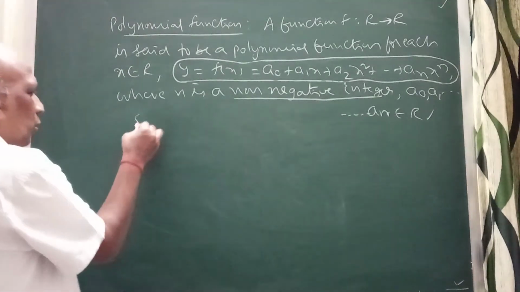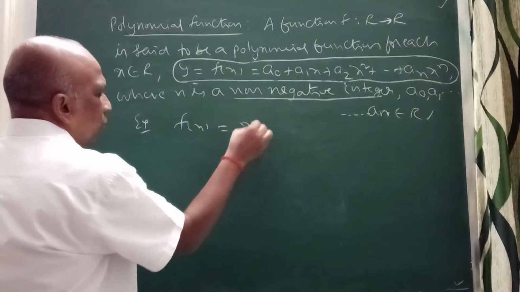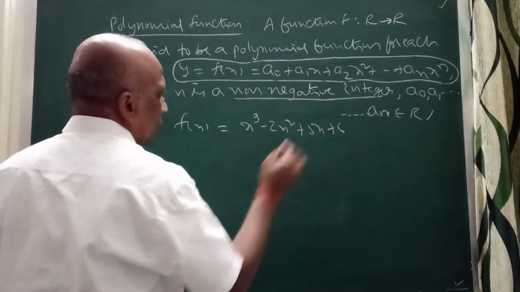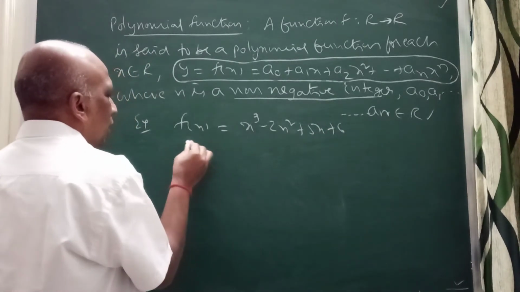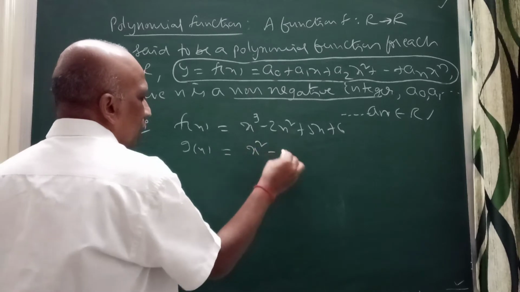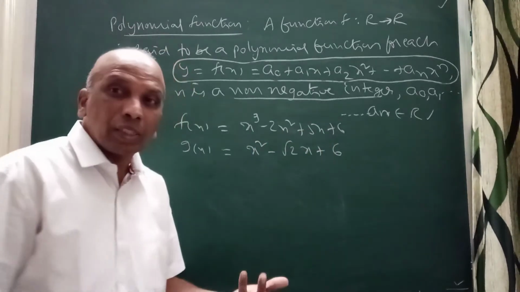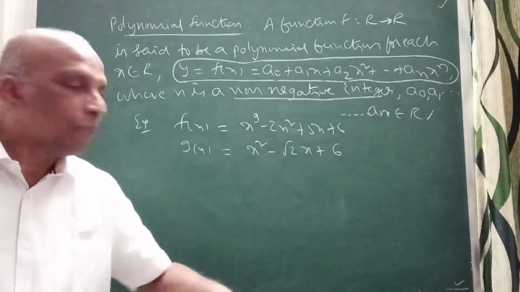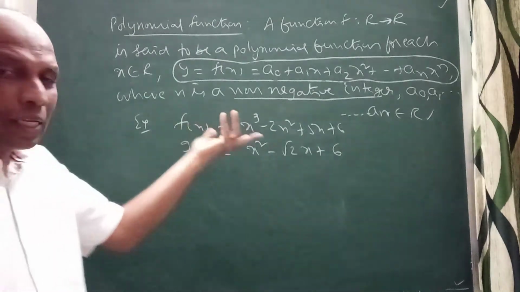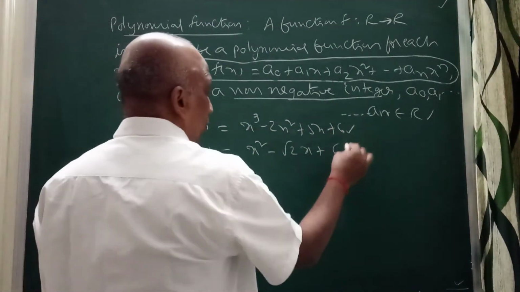For example, I can write f of x is equal to x cube minus 2x square plus 5x plus 6. I can write g of x is equal to x square minus root 2 x plus 6. The coefficients belong to R, even root 2 belongs to R. So these are the examples, and these are polynomial functions.